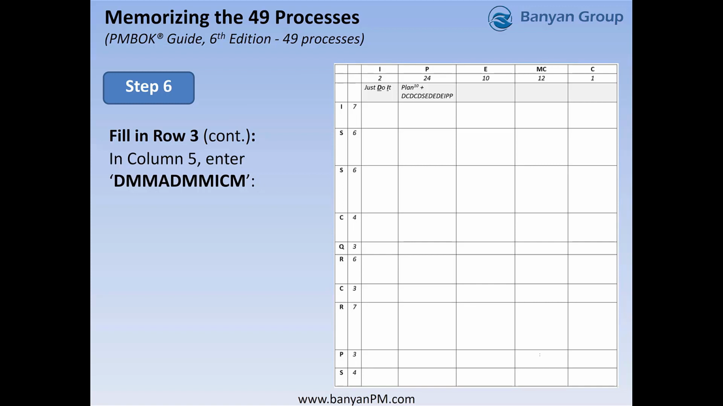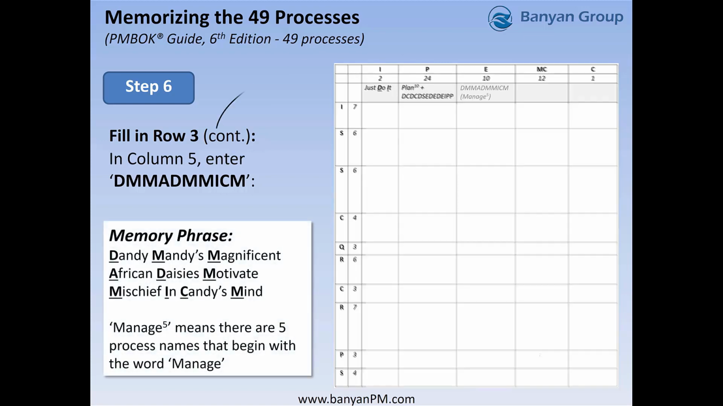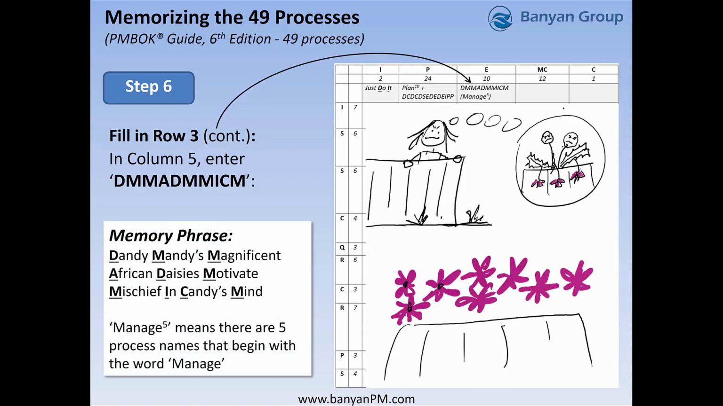In column 5 of row 3, enter DMMADMMICM. We have a memory phrase for that one. Dandy Mandy's magnificent African daisies motivate mischief in Candy's mind. So after what Candy did with Patty's flower bed, she's moved on and is now looking at Mandy's flower bed and has designs on doing the same thing.